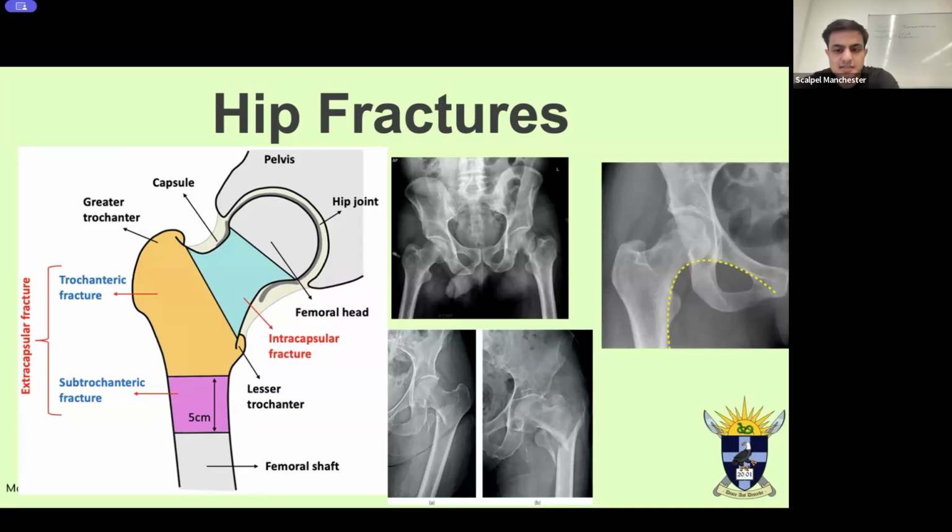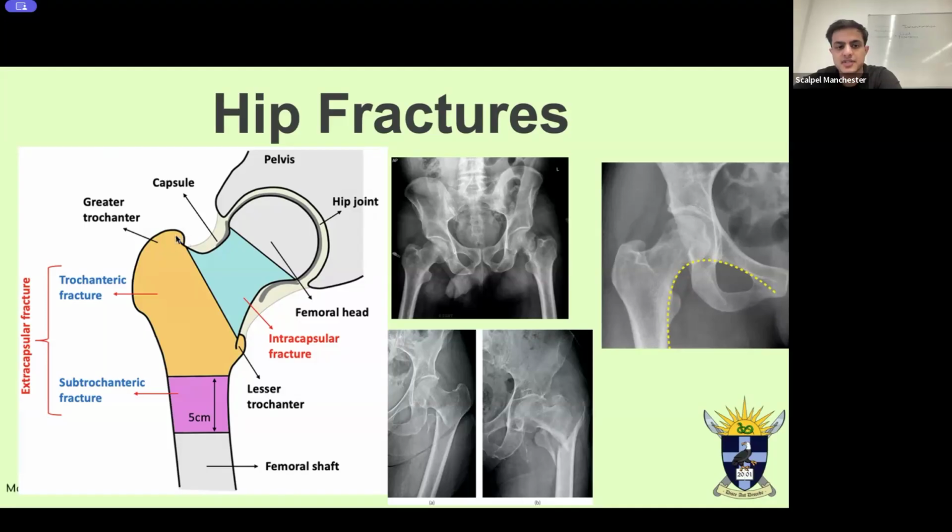It might be hard to spot, but if you follow the line around on the right one, and then follow the line on the left one, you can see that it's broken. So that's probably an intracapsular hip fracture. And on this one over here, you've got two different types of extracapsular hip fractures, but again, Shenton's line is broken.